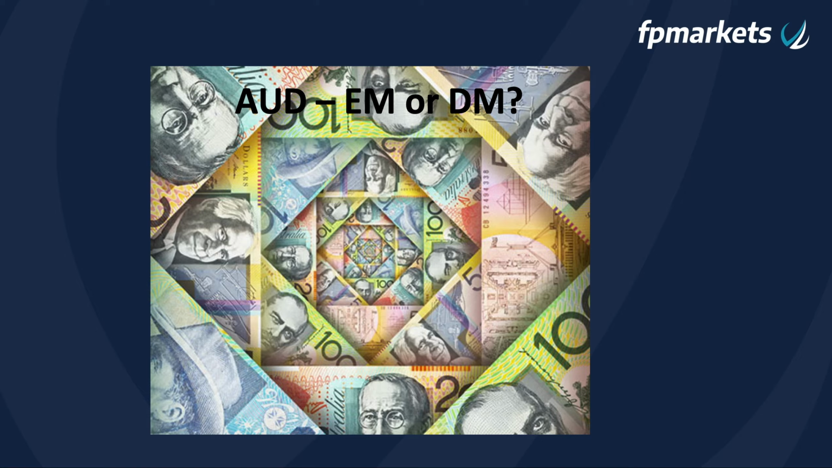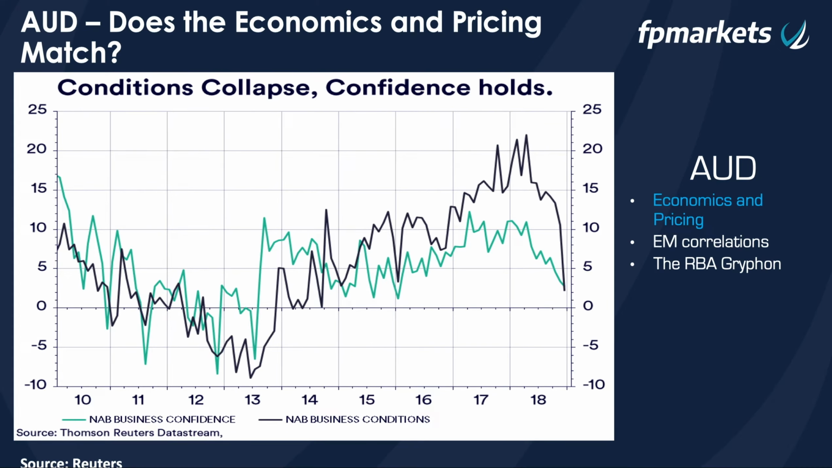So, final currency to really look at, and that's the Aussie. And it's one obviously that I know quite closely, considering that I am based in Australia, and I do follow it very, very closely. The Aussie is an interesting one, particularly for those of you watching it from overseas, because domestic economics and what happens in the Aussie don't necessarily match. So that's what I want to talk about. Does the economics and the pricing match? And the argument would be they don't.